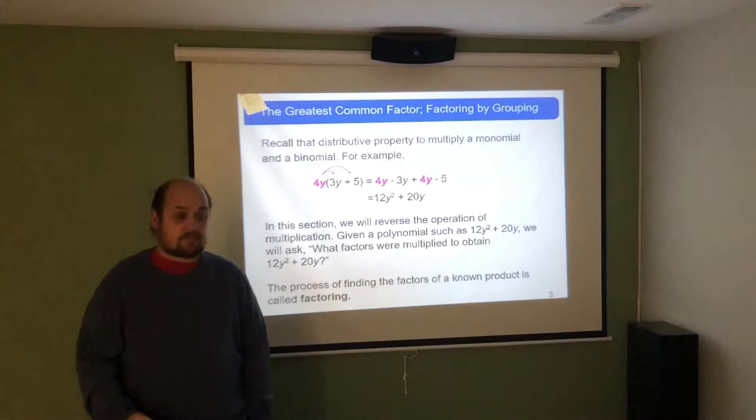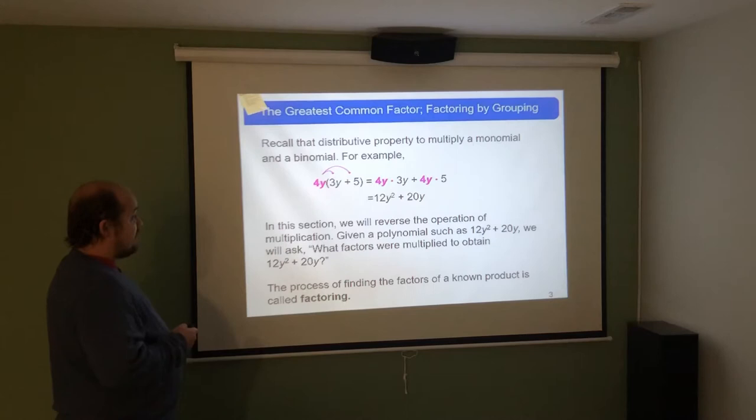So at the end of the last test, we had to do something like 4y times 3y plus 5. 4y times 3y gave me 12y squared. 4y times 5 gave me 20y. So the final answer was 12y squared plus 20y. Our goal is going to be to go backwards, to start at 12y squared plus 20y and figure out how to turn that into 4y times 3y plus 5.